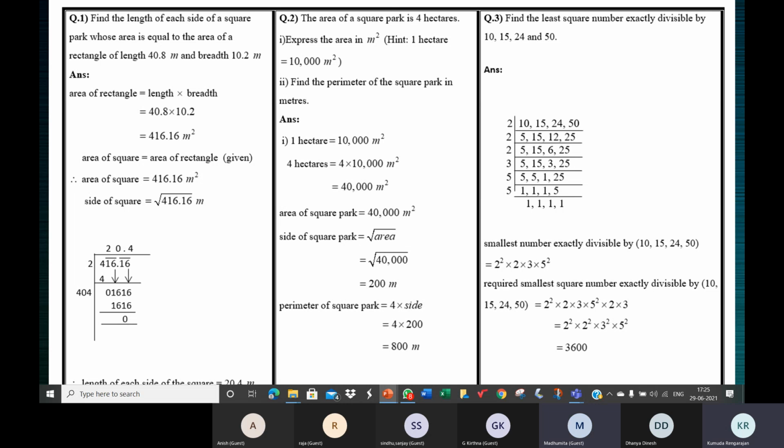Ma'am, can I try? Yes. The area of a rectangle is 36 meters square and the length is equal to 9 meters and the breadth is equal to 4 meters. So the side of a square will be 6 meters because the square root of 36 is 6. Very good. So as Madhumita rightly pointed out, you should pick a square number.